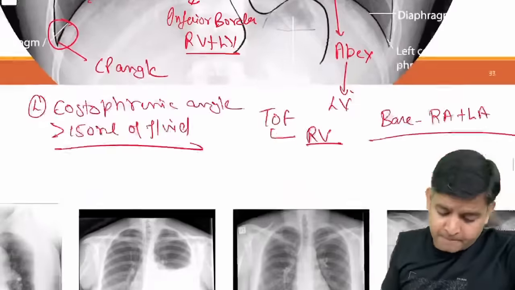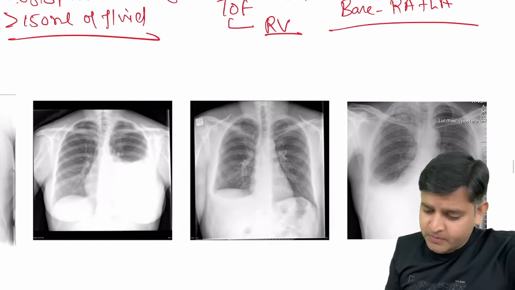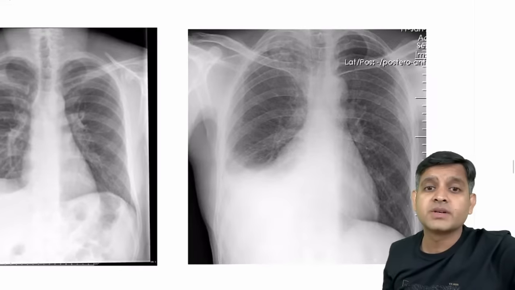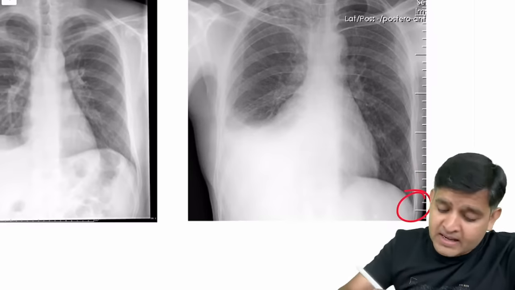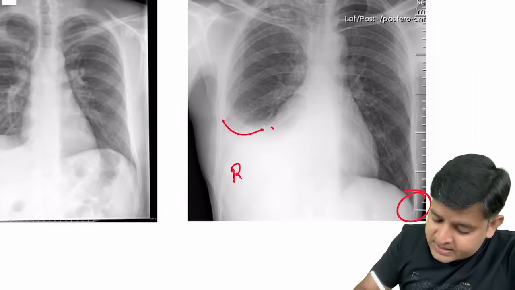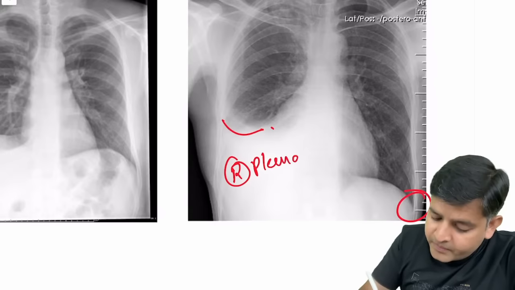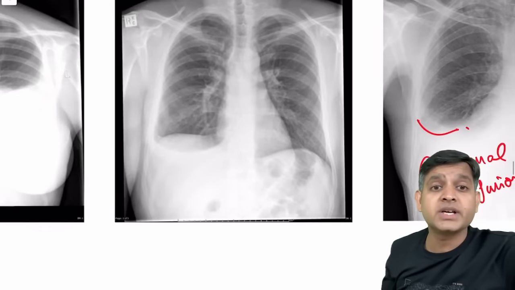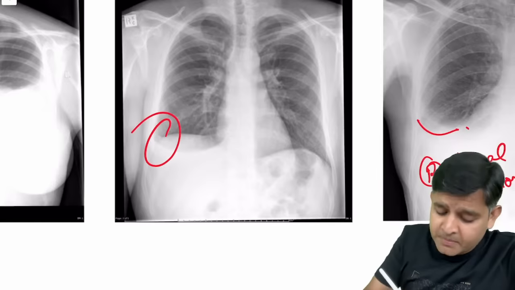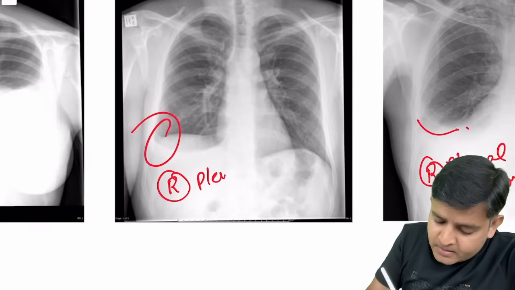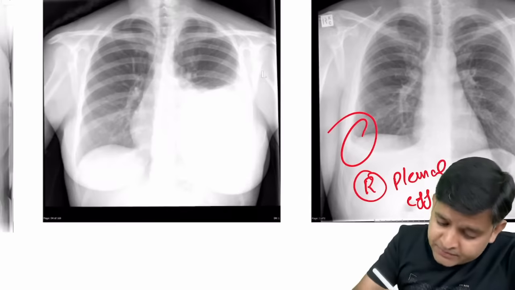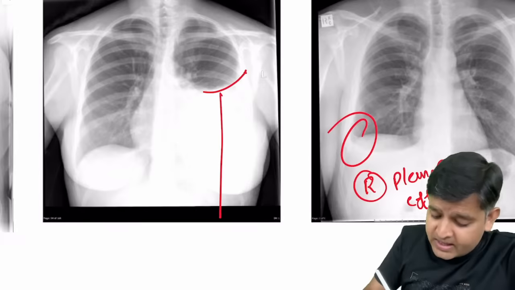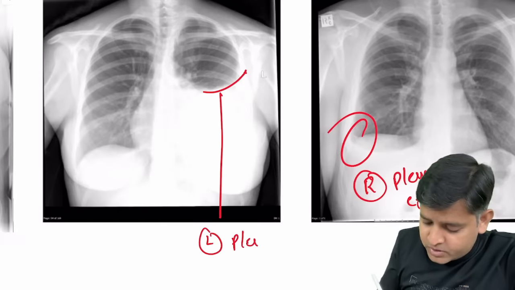Okay, now look, let's see some of the images. See this image first, what do we see? See the left CP angle, see the right CP angle. Right CP angle is blunted, so there is a right sided pleural effusion without a doubt. What do we see here? Again right CP angle is blunted and there is a right pleural effusion. What do you see here? Left CP angle is blunted and you see a meniscus sign. Again, this is the left pleural effusion.